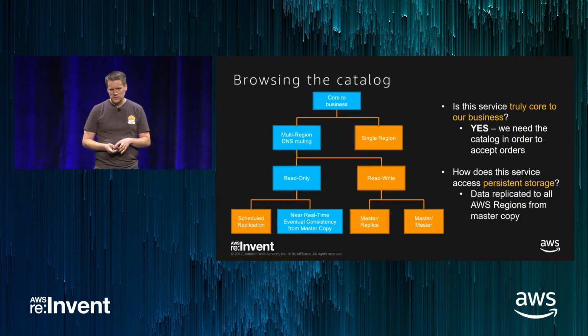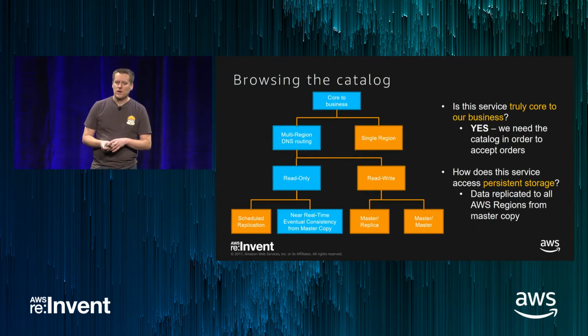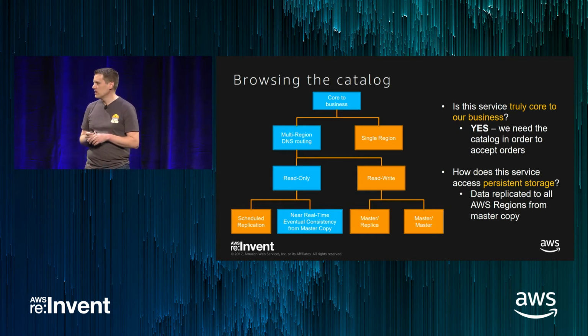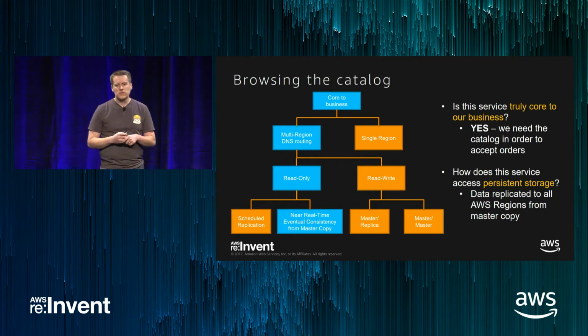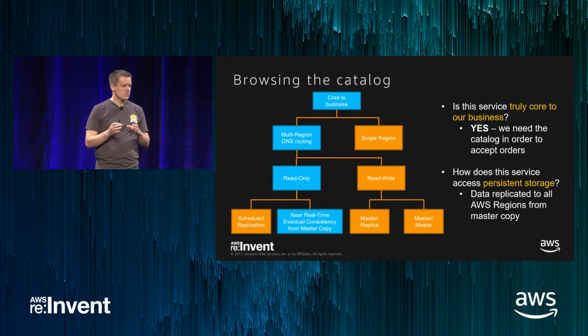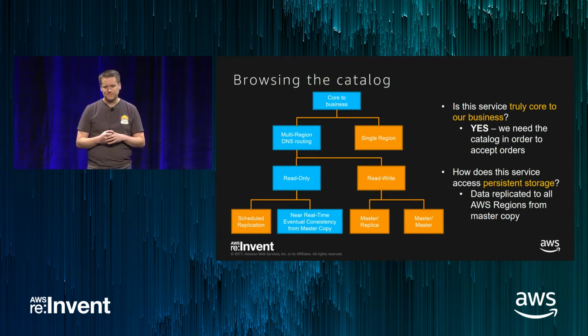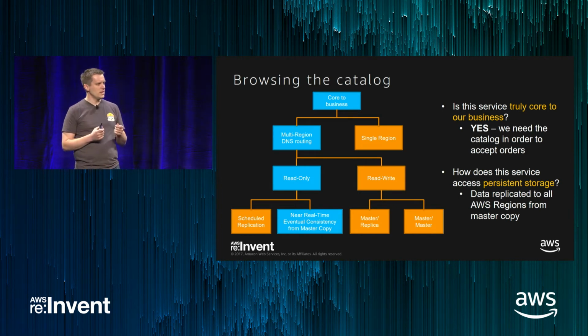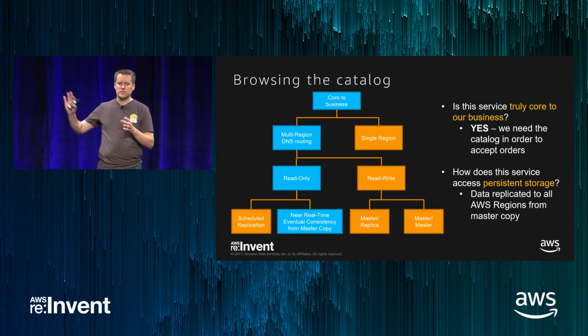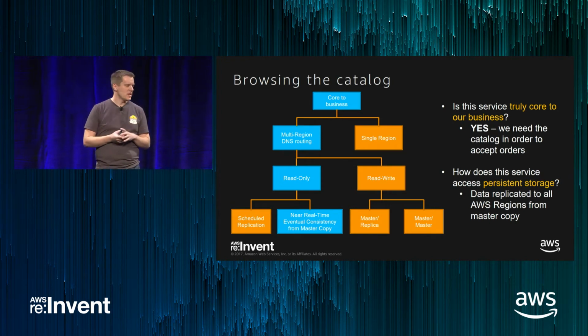So if we go back to the tree that Stefano introduced, looking at the browsing catalog use case, yes, this is definitely critical. So we make the decision here: we're going to put this in 2 different regions, and we will use DNS routing to route them to the closest one based on latency. This is a read-only use case. Yes, there will be some data flowing into this, but for this use case, it is read-only.